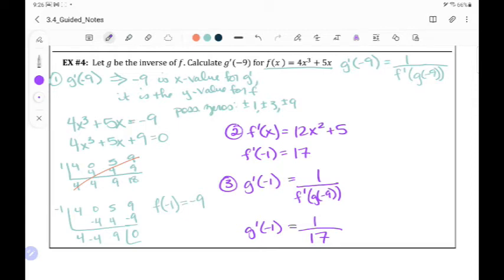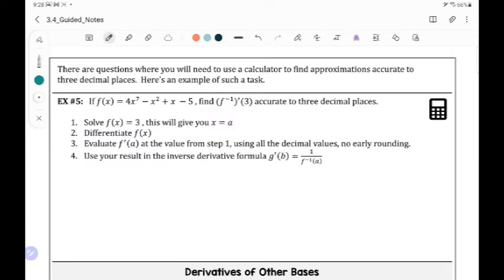And I apologize, I meant to write g of -9. Remember, for f, this is the x and this is the y. For g, it would be switched, right? Now, this part of the lesson, I feel like in some ways I want to skip it, but it's good information. This is more like review.